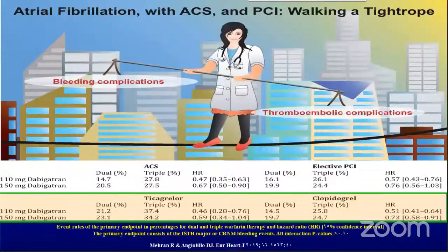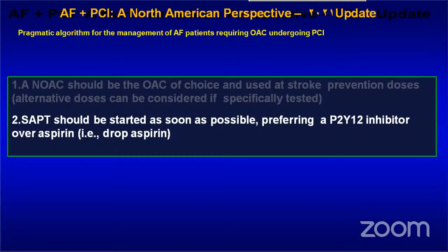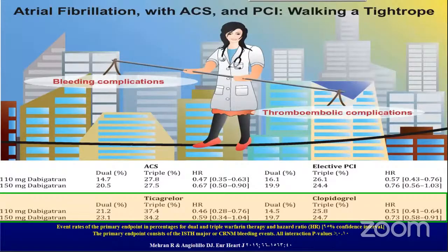Single antiplatelet should be started as soon as possible, preferring a P2Y12 inhibitor; clopidogrel is the preferred one. Next. We should always weigh between bleeding complications and thrombotic complications. Next.